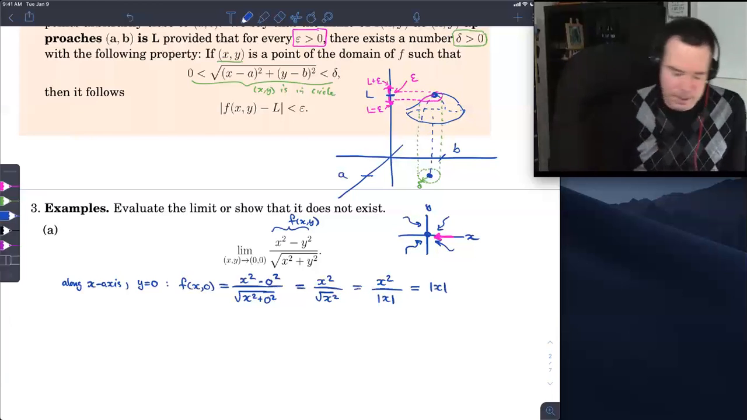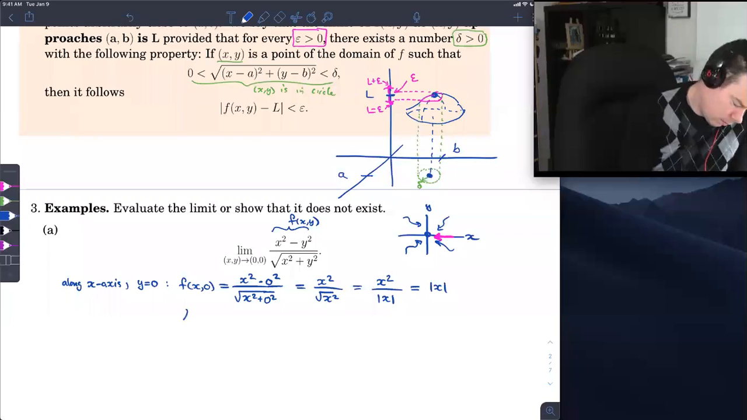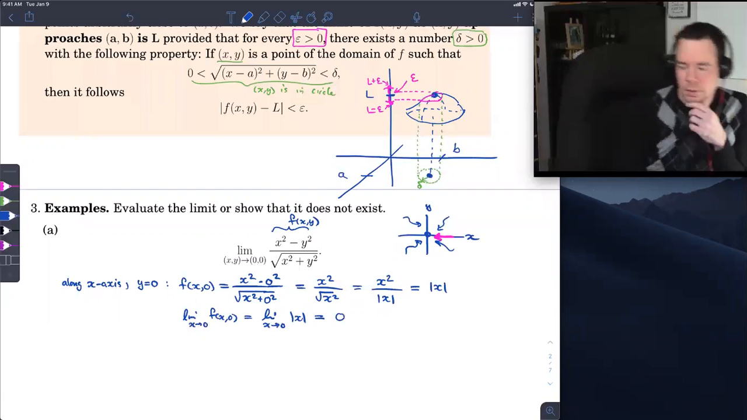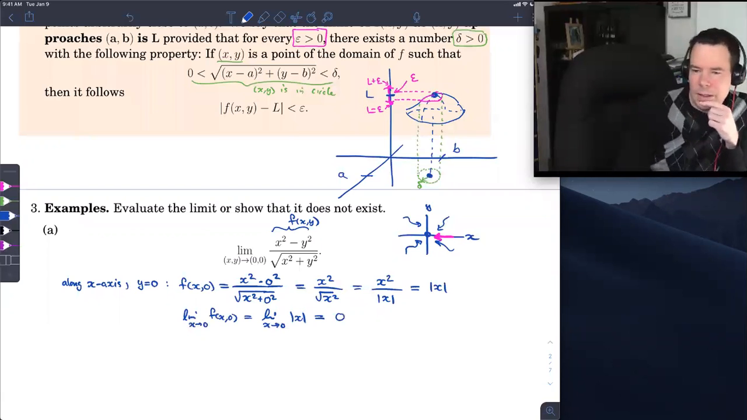And in this case, I can say, oh, well, the limit as x goes to 0 of f of x comma 0 is just the limiting value of absolute value of x, which is 0. So this tells me that if the limit exists, it's going to be 0.